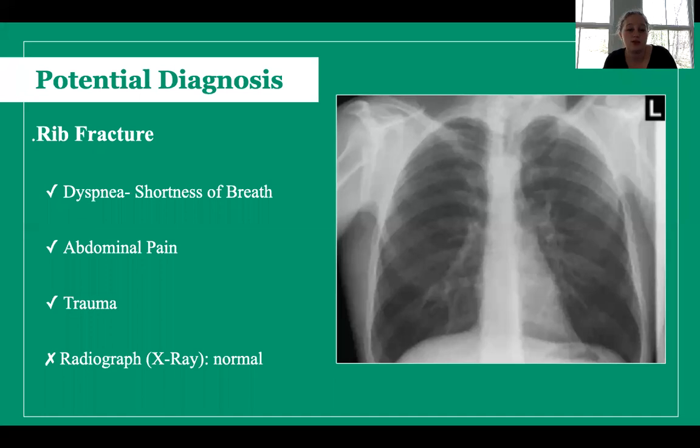The rib fracture will also explain abdominal pain, as broken bones can be very painful, and falling off of an ATV is certainly enough trauma to break a rib. However, I do not think that this is his true diagnosis because his radiograph or X-ray came back normal, and I have that picture here, and all of his ribs look very much intact.